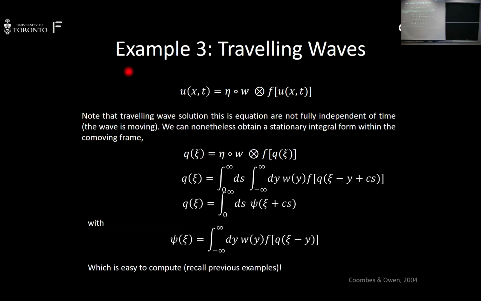So the approach to this is basically the same, but now we're not going to look for something that's fully independent of time. We're looking for something that's independent of time when we apply a correction, or a kind of warping of time, which we call a co-moving frame. The co-moving frame is this guy here. So we'll call this psi.